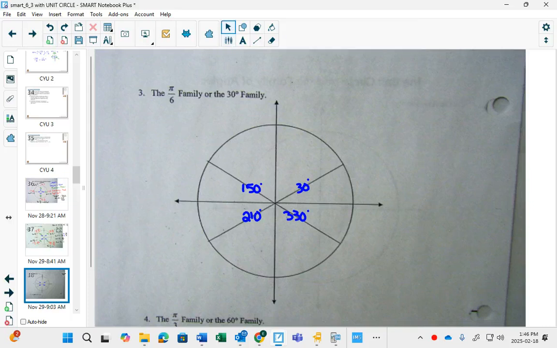Next, in radians. 30 degrees happens to be pi over 6 radians. That means all of those reference angles in radians are pi over 6. Can you label the other measures in radians of the rest of the family? Again, I'll give you a little head start.